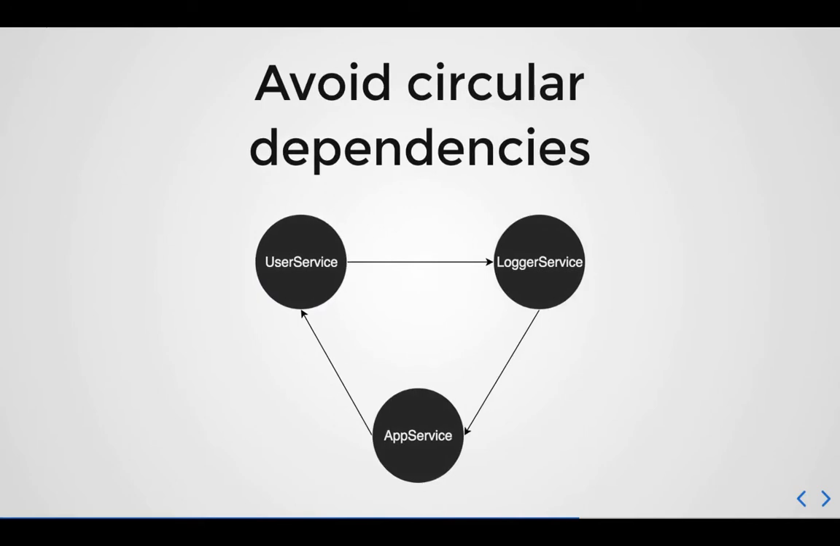So circular dependencies: usually from module A, you require module B, and from module B, you require module A. That's a circular dependency, but it doesn't happen like that most of the time. They are indirect. Like from user service, I require logger service, and from logger service, I require app service, and app service requires user service. And your module loader will kind of crash when it encounters this.